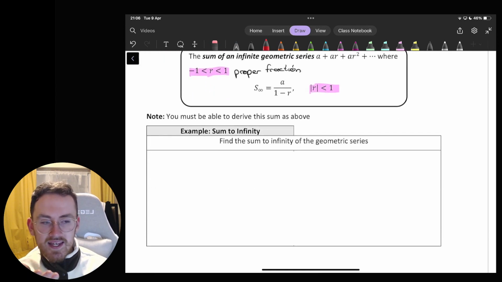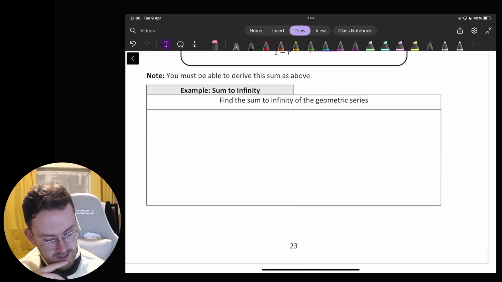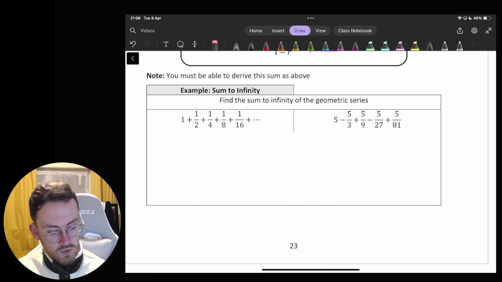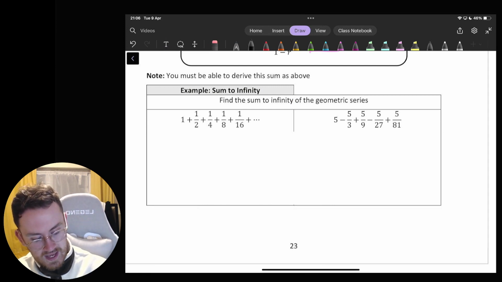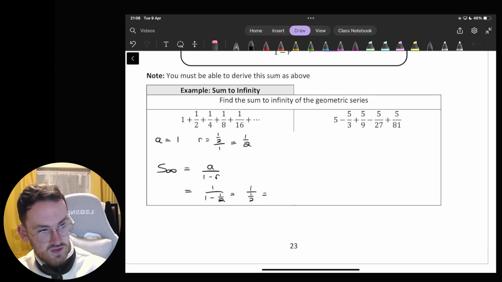So applying this actually ends up being fairly straightforward. Let me see, I think I have covered up the actual question here as well. I have. So applying it is quite straightforward really. Looking at the information that we have for this first one, a is 1, my common ratio is a half divided by 1, which of course is just a half. The sum to infinity, as we've just worked out, is a over 1 minus r, so it is 1 over 1 minus a half, which is 1 over a half, which of course is 2.